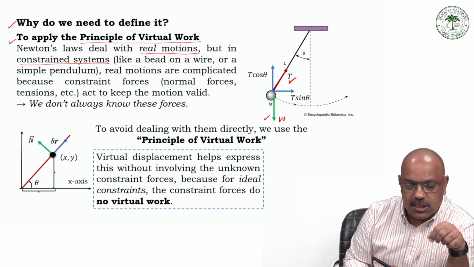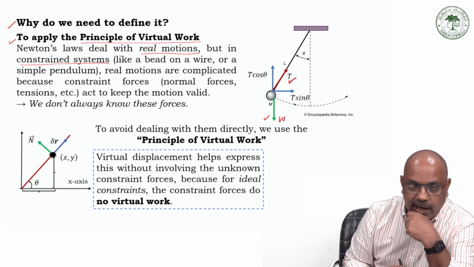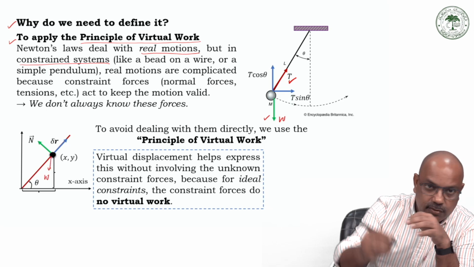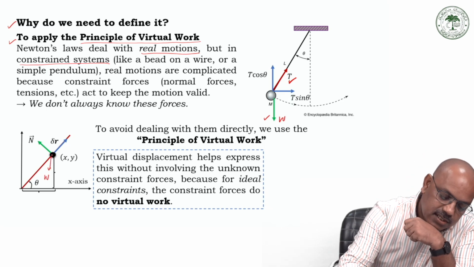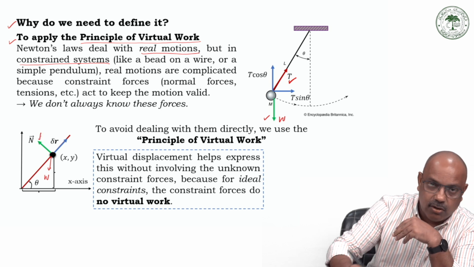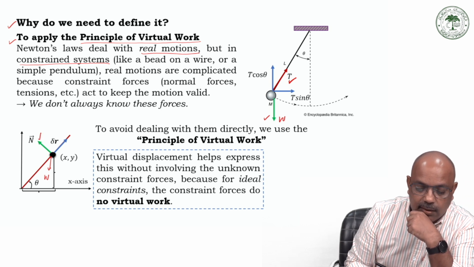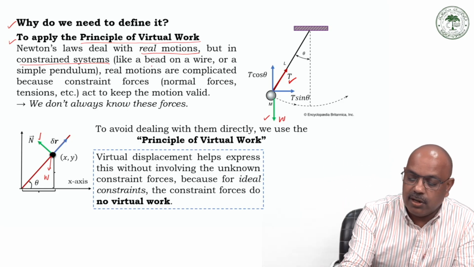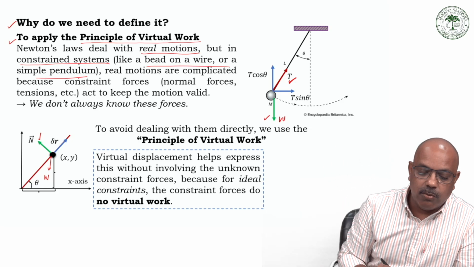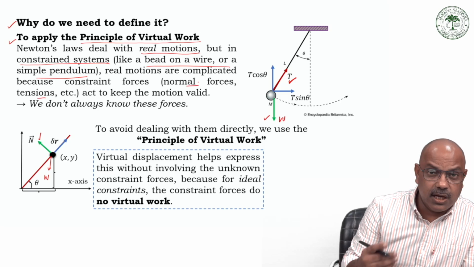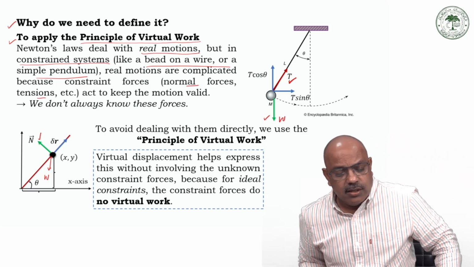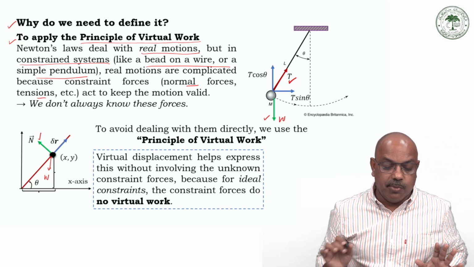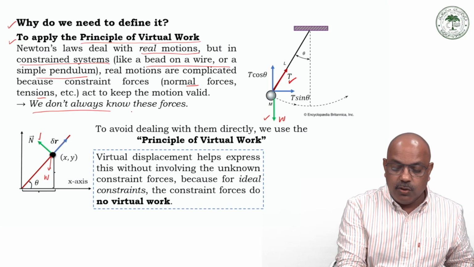Similarly, if the bead is moving along a fixed wire, this is the weight, the mg force acting, and there is a normal force acting perpendicular to the wire. So these kinds of forces, like for a bead on a wire or a simple pendulum, normal forces, tensions, and different forces like friction forces are acting. To keep the motion going, if these forces are not there, the motion is not possible. But we don't always know these forces.